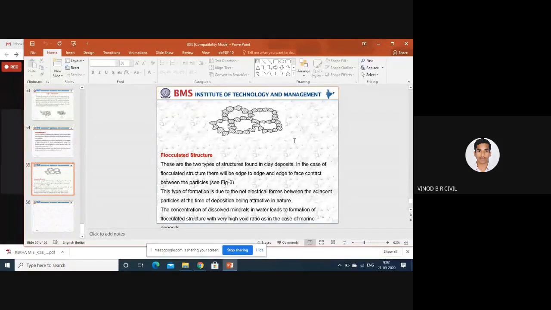And in the case of flocculated structure, there will be edge to edge and edge to face contact between the particles. See here, there are deposits. In some of the deposits or structures, you can see the edge to edge.